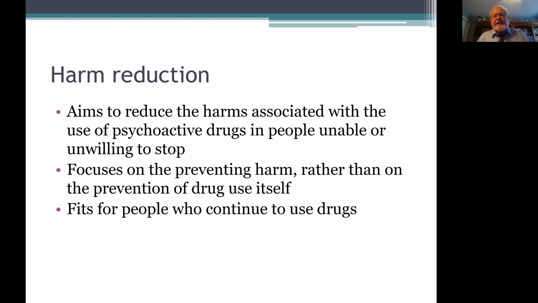Another way of responding to substance use is harm reduction, which aims to reduce the harms associated with the use of substances. It focuses on preventing harm rather than on prevention of the drug use itself, which is what traditional treatment tends to focus on, which is the abstinence from the substance. So this is an alternative for people where that doesn't really work very well.